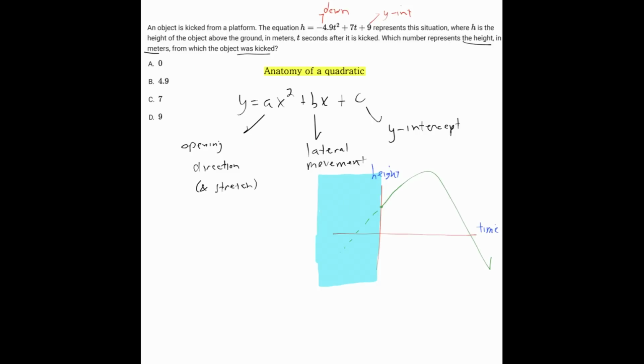So this is the moment where the ball is first kicked, then it reaches its vertex, and then it comes down and it has its x-intercept. We're being asked where was it kicked from, and that's the y-intercept, and that's the number 9, because we know that that's the y-intercept. So our answer here is D.